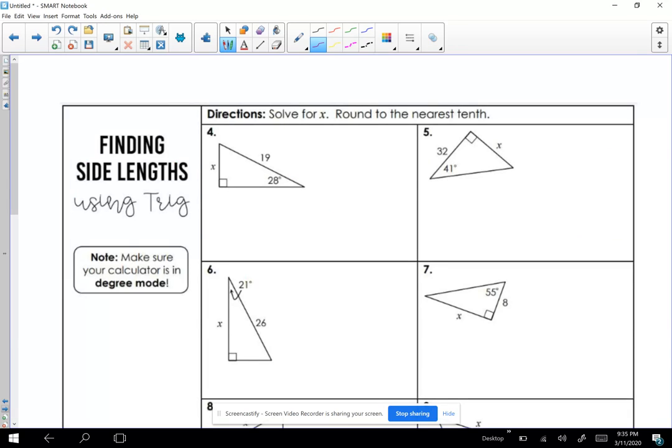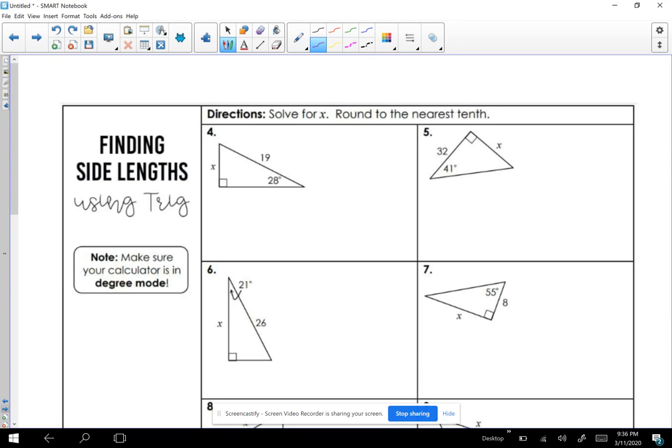So the next part of this lesson: we've talked about the basic ratios, what the opposite over the hypotenuse would be, but it goes further than that. We can actually use trigonometry to help us find missing side lengths when we're given a triangle with an angle and one other side length, as long as it's a right triangle.